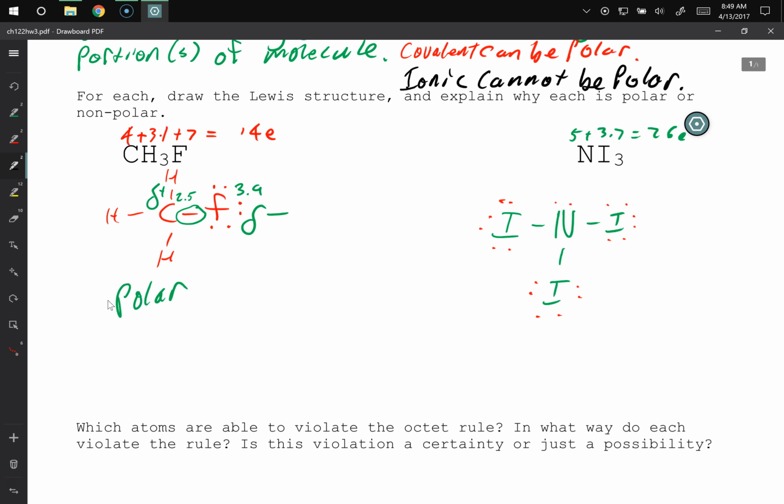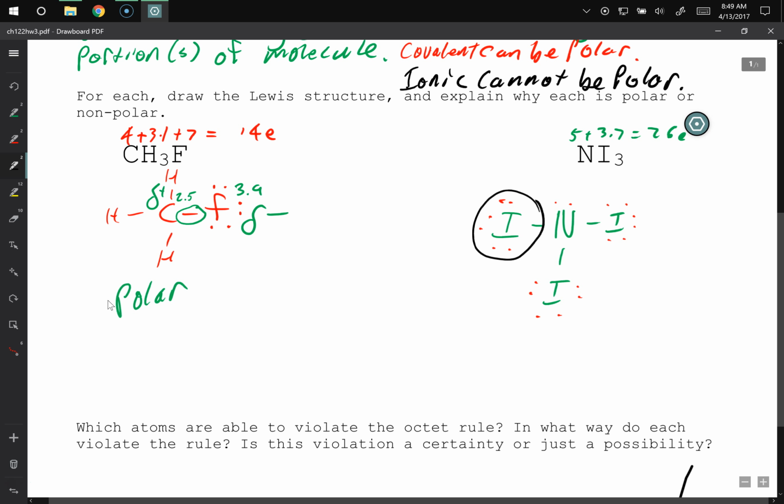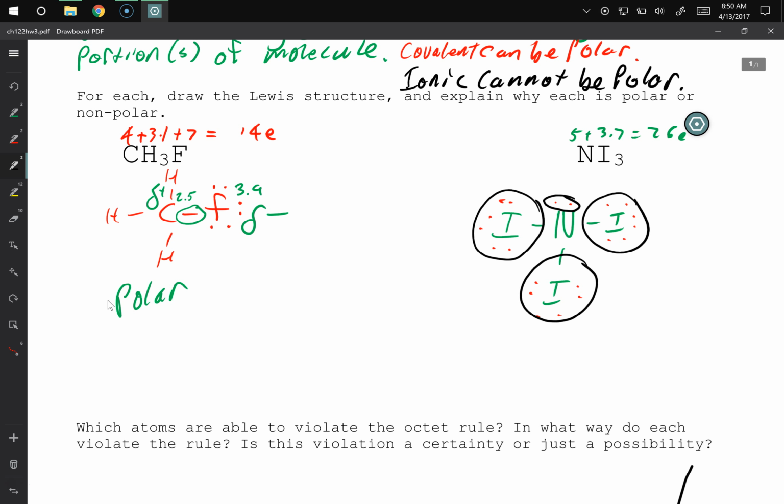This is what we're going to do. That's one thing. That's one thing. That's one thing. And that's one thing. So there's 4 things connected. And what's that shape look like? If I'm a central atom and I have 4 things around me, I need to get them as far away from each other as possible because they're surrounded by electrons, or they are electrons. What shape do I form?